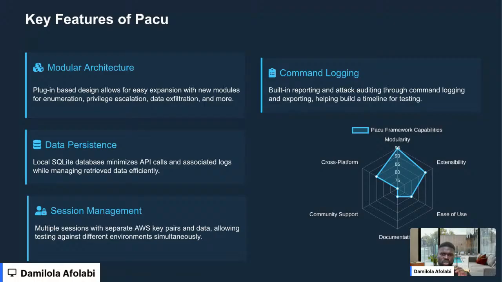First, it's the modular architecture. Pacu is built like a set of Lego bricks. Each module is a tool that performs a specific task. One module might search for public S3 buckets. Another might try to escalate privileges. So this plugin design means it's incredibly flexible and constantly being updated with new modules by the security community.